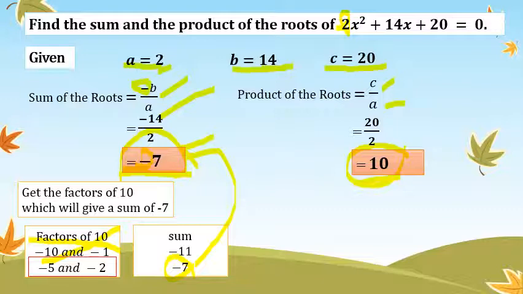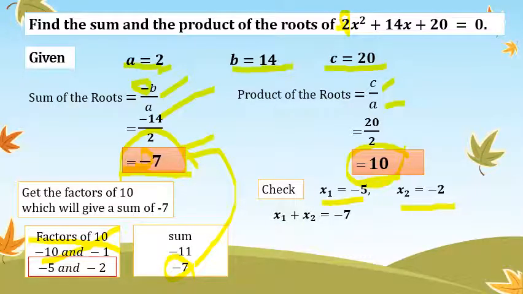I-check natin kung tama ang negative 5 and negative 2. So, gamitin natin x sub 1 equals negative 5, x sub 2 equals negative 2. Kung tatanungin nyo ako if pwedeng maging baliktad, pwedeng maging x sub 1 ang negative 2, opo, pwede. So, bahala kayo kung alin ang unahin nyo. Okay? So, i-check natin. Sum.